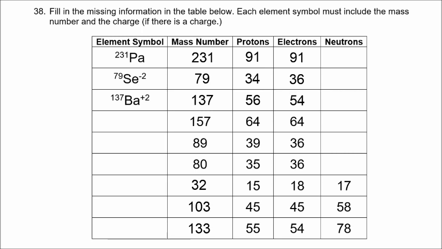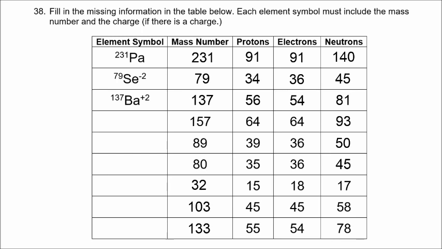To get the neutrons, we're going to subtract mass number minus protons. So 231 minus 91 gives us 140. 79 minus 34 is 45. 137 minus 56 is 81. 157 minus 64 is 93. 89 minus 39 is 50. And 80 minus 35 is 45.